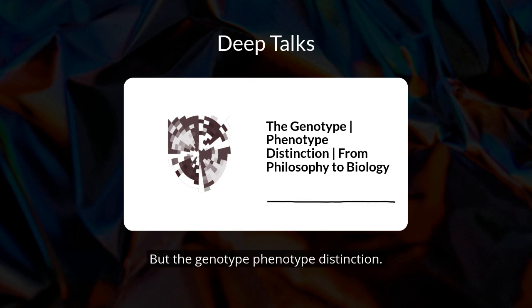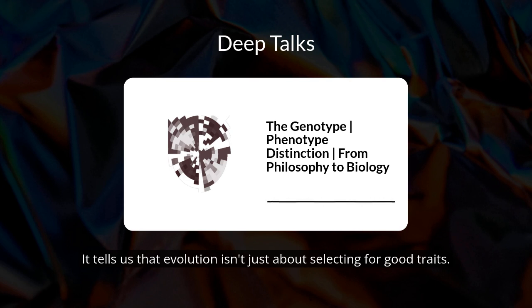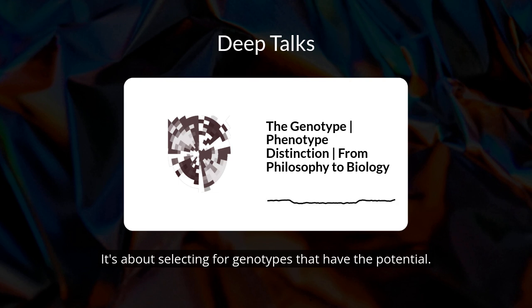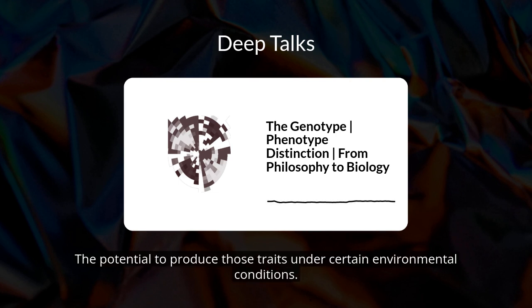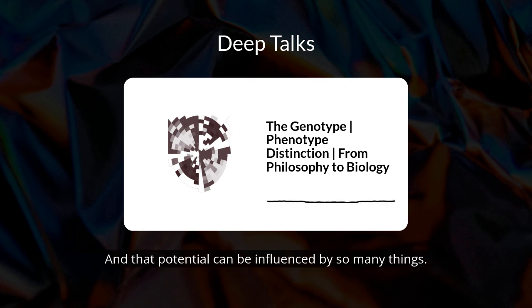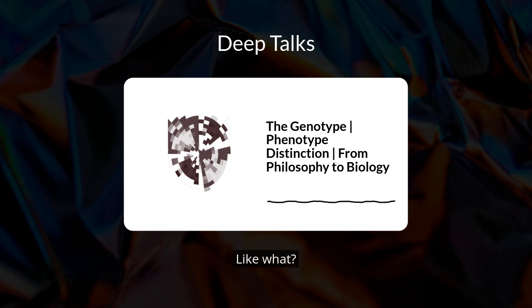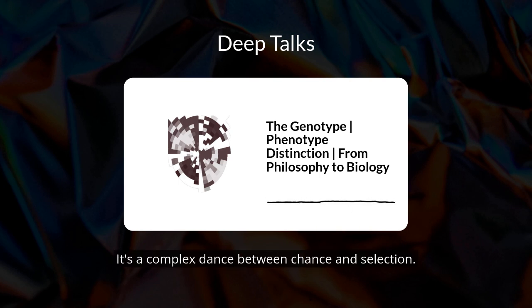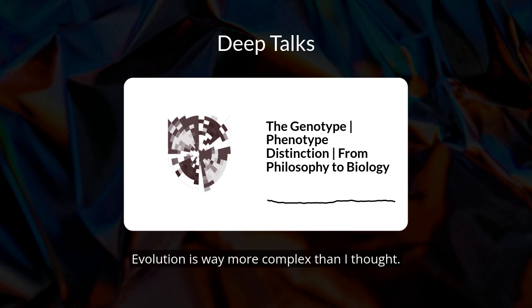Right. But the genotype-phenotype distinction adds another layer to this. It tells us that evolution isn't just about selecting for good traits. It's about selecting for genotypes that have the potential to produce those traits under certain environmental conditions. So it's not just the trait itself, but the potential to have that trait. Yeah, and that potential can be influenced by so many things. Like what? Mutations, the shuffling of genes during reproduction. Right. It's a complex dance between chance and selection. Wow. Evolution is way more complex than I thought.